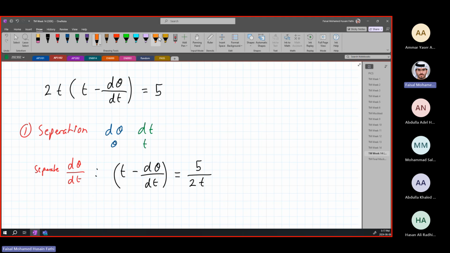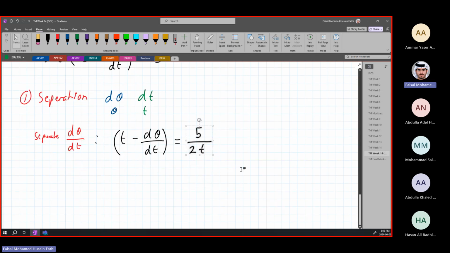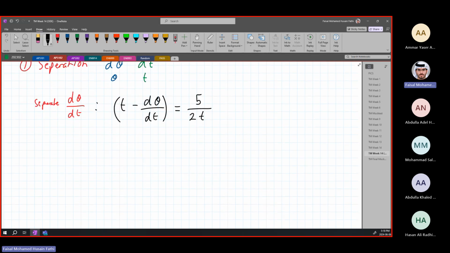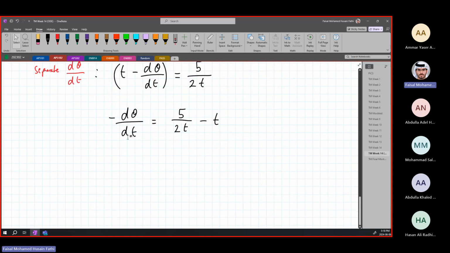So what did we do here basically? We just divided both sides over here by 2t and 2t. That's what we did. All right, so the t's will cancel here and you will remain with 5 over 2t on the right side. After that, you have t minus d theta by dt. So you can take the t to the other side. So you will have minus d theta by dt is equal to 5 over 2t minus t. Okay? Here we have a negative value. It's the same as saying this is minus 1.